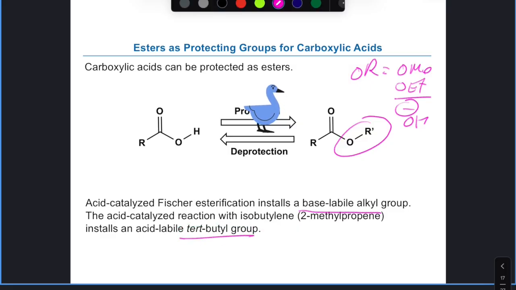So now you've got a way of saying I can choose base labile nitrogen, acid labile carboxylic acid. That would be FMOC T-butyl. Or you can invert it. I can have a base labile carboxylic acid, O-ethyl, and I can have an acid labile nitrogen. So that would be BOC. Or you can say none of the above. For nitrogen you could use your CBZ. That is hydrogen labile, which doesn't touch your carboxylic acid. So this is why you have these 3 different dimensions.